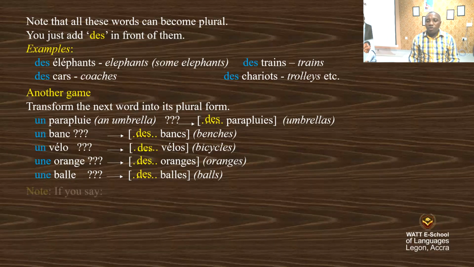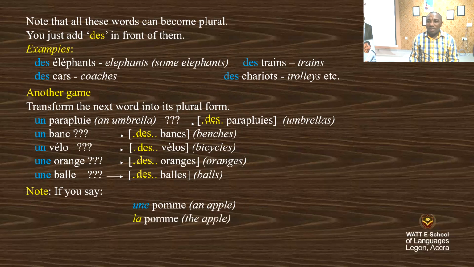Let's note, if you say une pomme, it means that we have an indefinite article here. So what is the definite article for une pomme? It is la pomme, because pomme is feminine singular. Une pomme, la pomme. So you have two different articles here. One is definite and another one is indefinite. The indefinite one is une and the definite one is la. It's just to bring back the first lesson on definite articles.